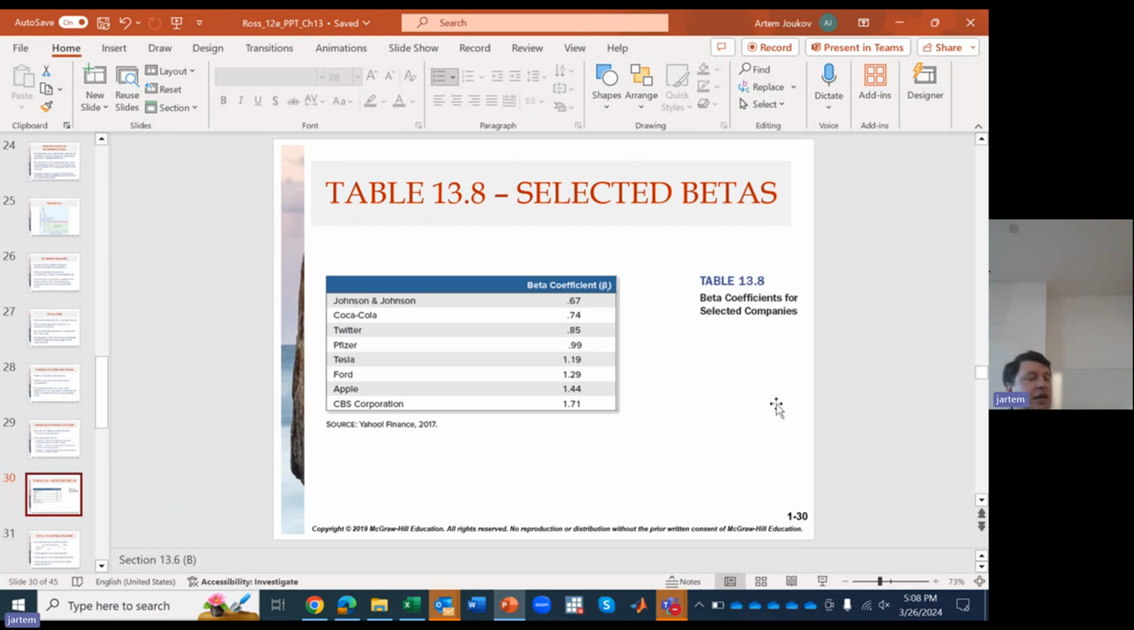Unsystematic risk is something that is very specific to one of these companies. So let's look at Apple, for example. Let's say for whatever reason, they could no longer get chips for their iPhones. That would affect Apple, but it wouldn't affect Johnson & Johnson, who makes soap, right? It wouldn't really affect Coca-Cola, because Coca-Cola makes sugar water, right? It might affect Twitter, and it might affect some of these other firms, but it probably wouldn't affect Pfizer very much. And I'm not sure to what extent it would affect Ford or CBS Corporation.